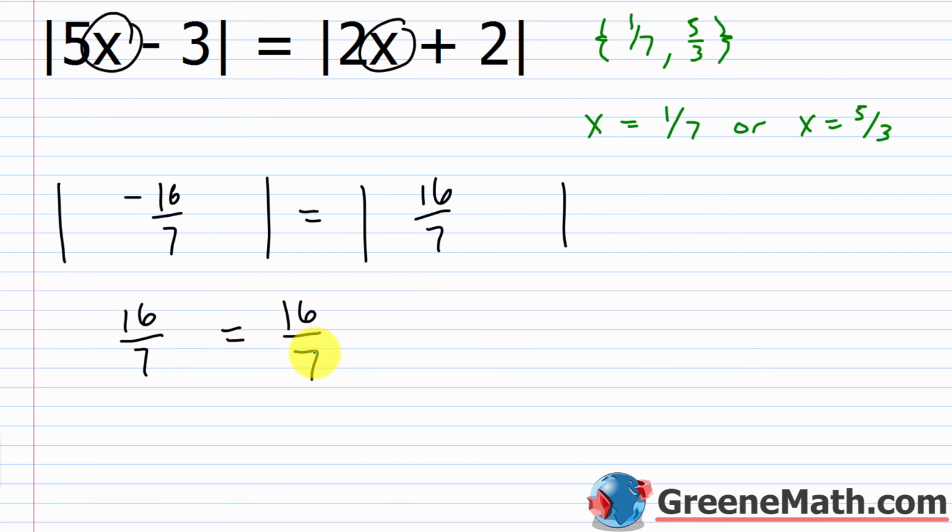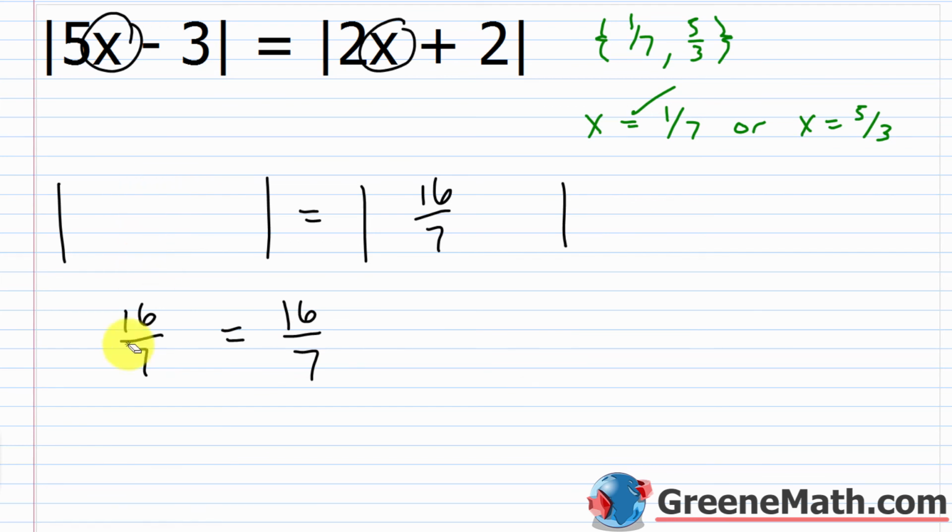So we can see that the solution x equals 1/7 does work. Right? We get the same value on the left and the right side. And again, remember, this solution came from when we set them as negatives of each other. I took this one and I set it equal to the negative of this one. So you have a negative of this one, but when we take the absolute value, it's the same value. So again, that's why it works out.